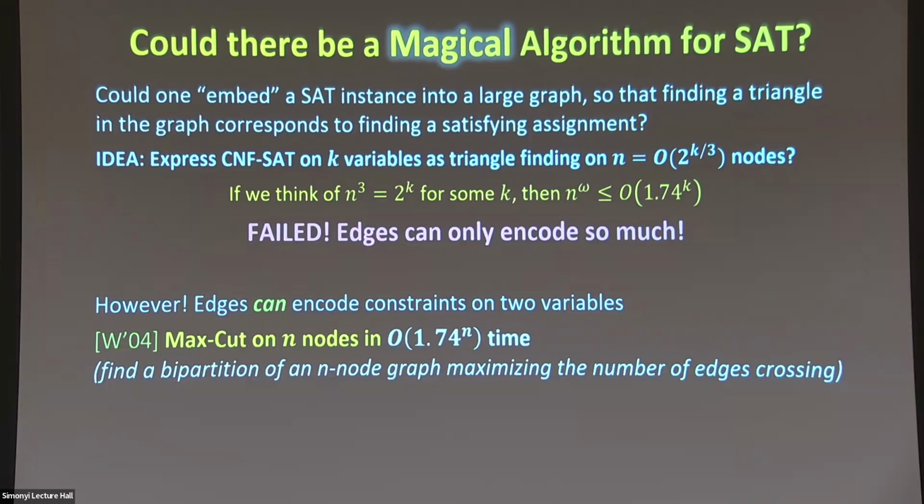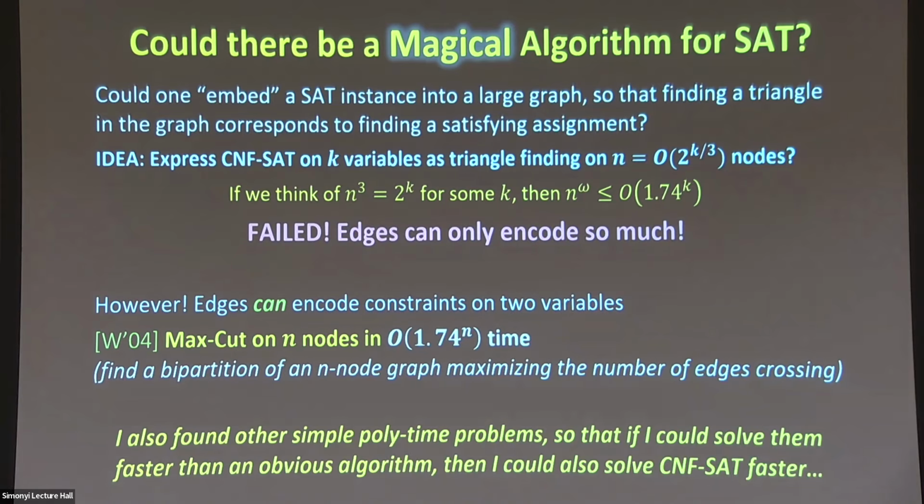So for example, the max cut problem, where I have an n-node graph, I want to find a bipartition that maximizes the number of edges crossing from one part to the other. This can be solved faster than 2^n time. And I also found other simple polynomial time problems, so that if I could solve them faster than some obvious algorithm, then I could also solve CNF-SAT faster.